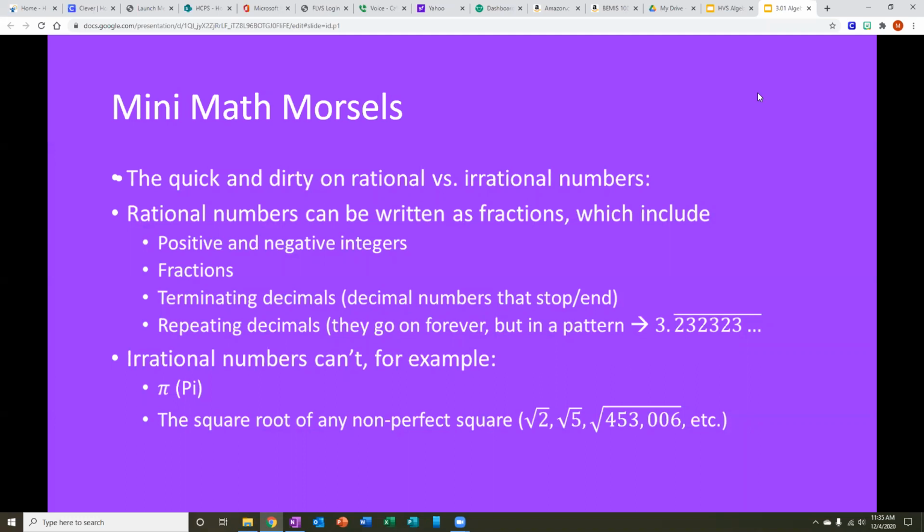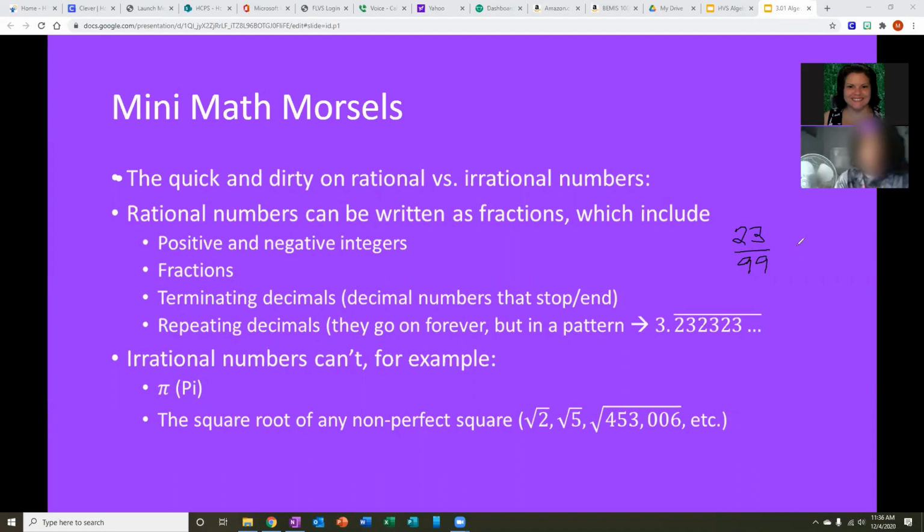And some people get confused about repeating decimals. Repeating decimals can actually be written as fractions. There's a little rule about that where it's over nines. So like this would be 23 over 99 because there's two repeating numbers. So like one repeating number would be something over 9.